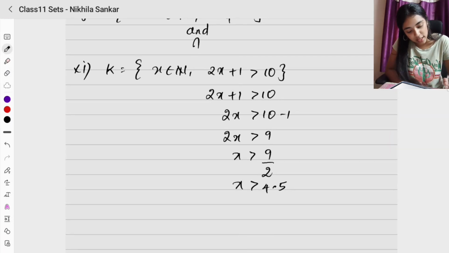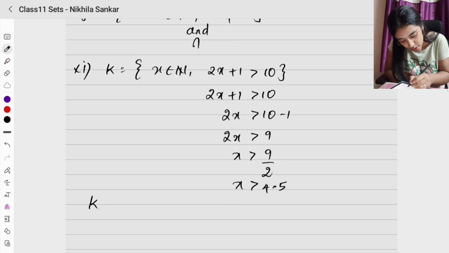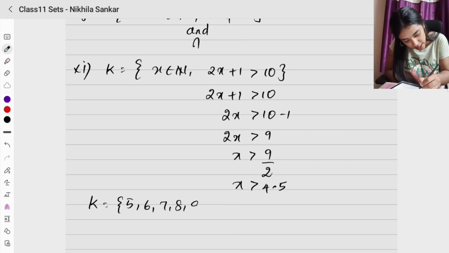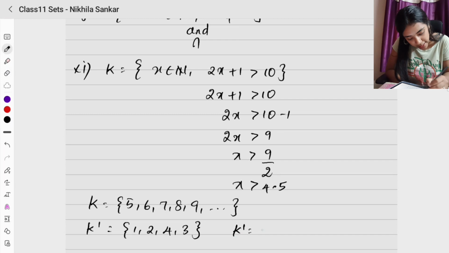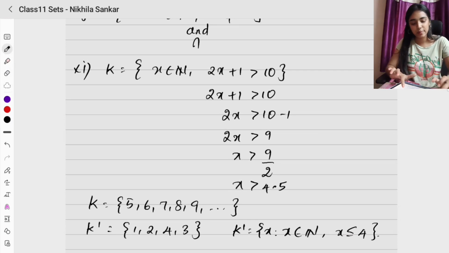But we are dealing with natural numbers. So the numbers start from 5: 5, 6, 7, 8, 9 and so on. So what is my K dash? It is going to be 1, 2, 3 and 4. So how can I write this in set builder form? K dash is equal to x such that x belongs to natural number, comma, x less than or equal to 4. Okay, as simple as that.